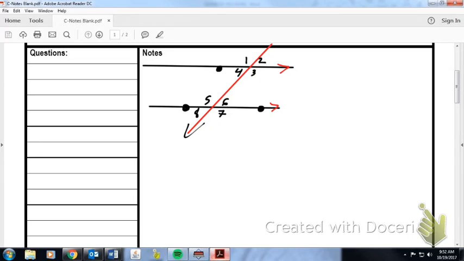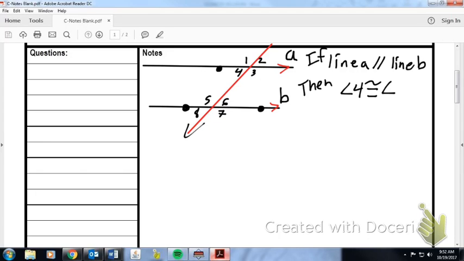So what we're going to do now is use the corresponding angle postulate to prove the alternate interior angles theorem. So we're going to say that if A and B are parallel, then angle 4 is congruent to angle 6. Okay, so that's going to be our proof. We're going to say, given that line A is parallel to line B, prove that angle 4 is congruent to angle 6.